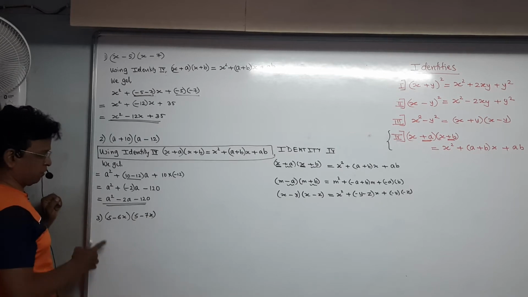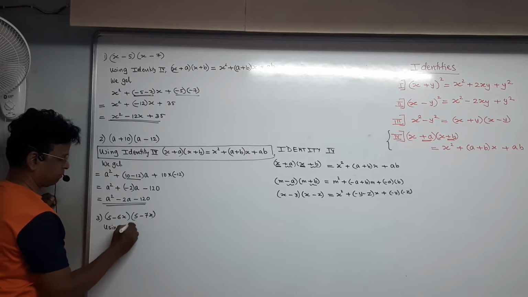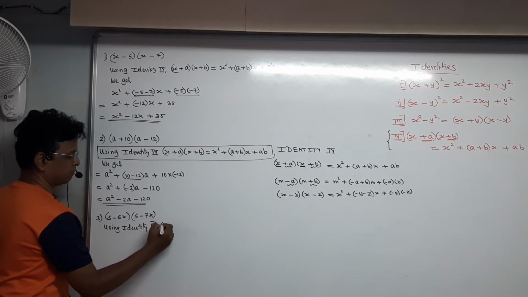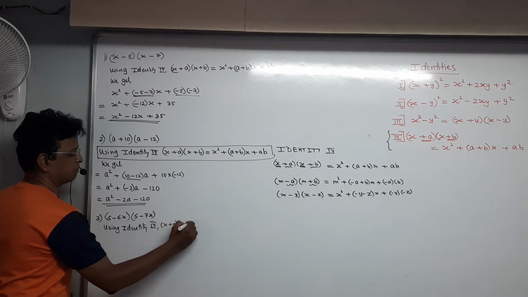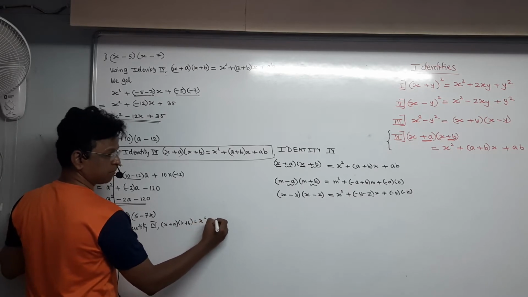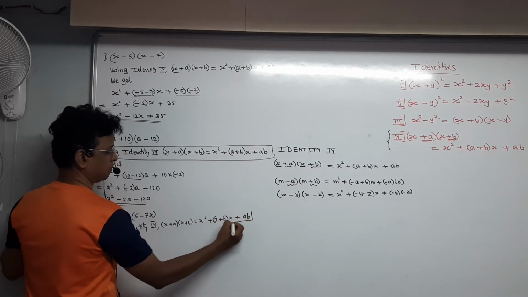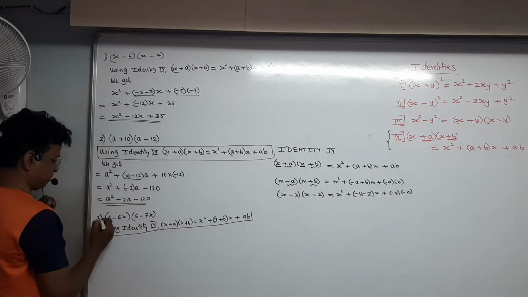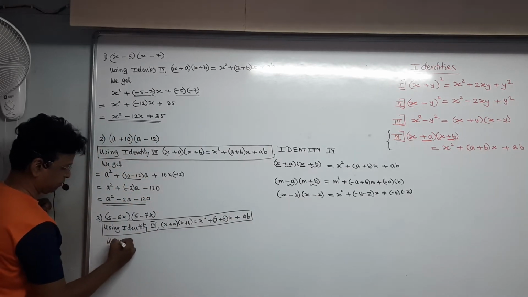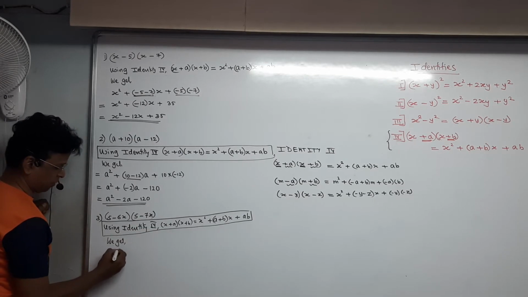Chalo, start. You start now. Using identity 4, bracket x plus a, x plus b is equal to x square plus a plus b x plus ab. A 5 square. Very good.